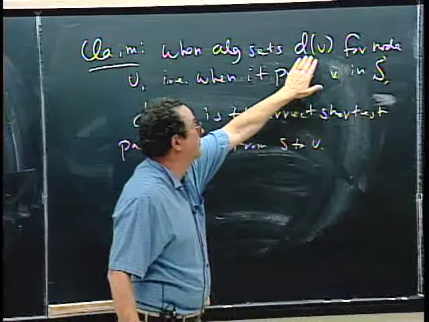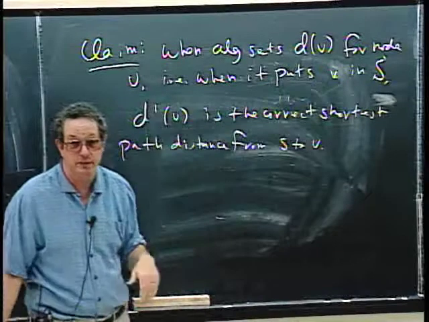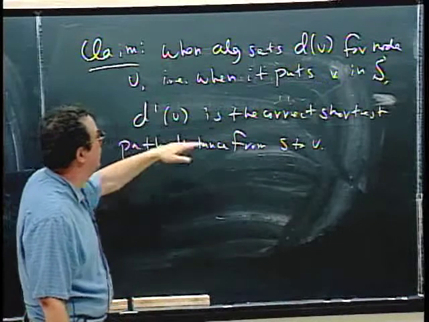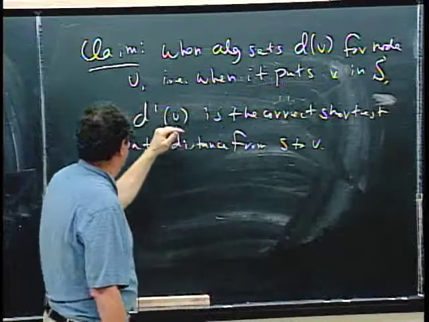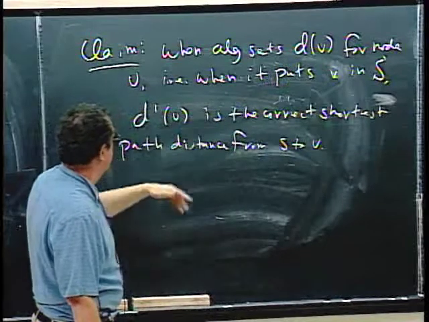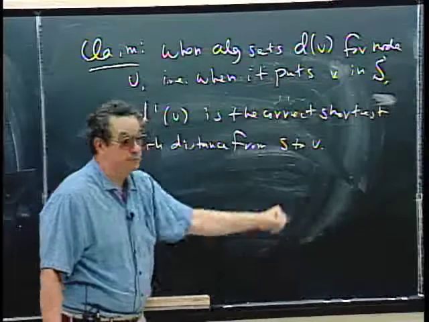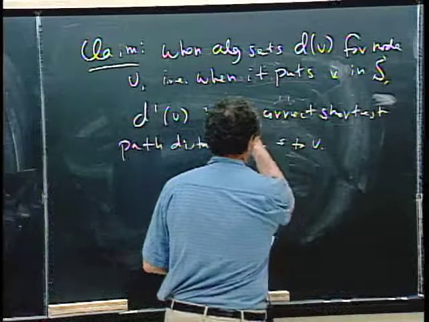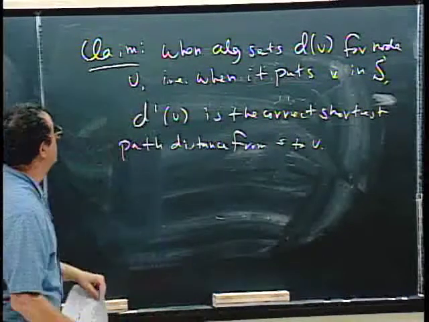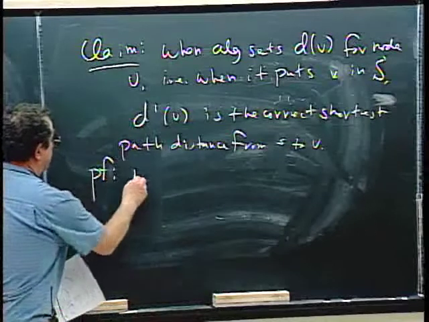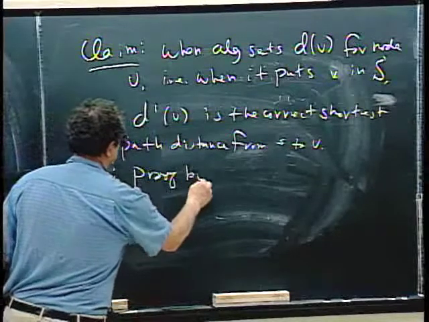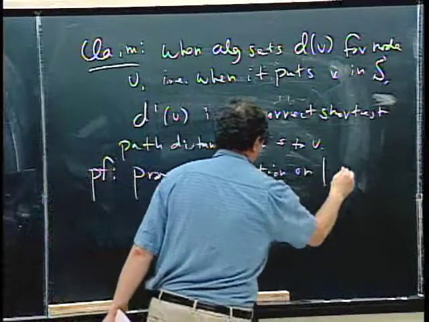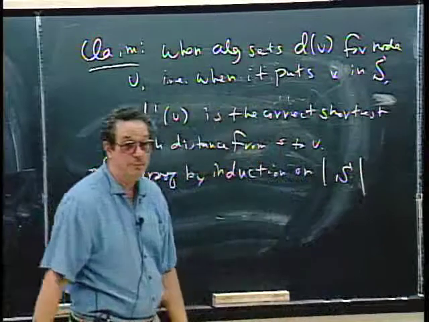it sets the programming variable dv to be equal to d prime v. And now we want to prove that, in fact, when it did that, that d prime v was, in fact, the correct shortest path distance from little s to v. Maybe to make that a littler s. Okay. From little s to v. All right, so we want to prove this. And the proof is going to be by induction on the size of the set capital S.